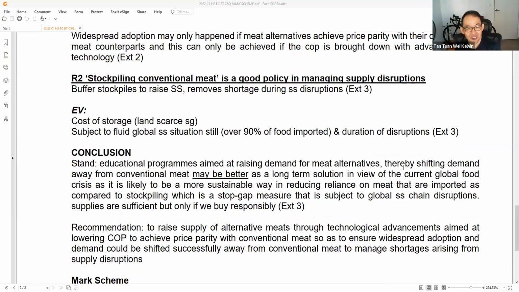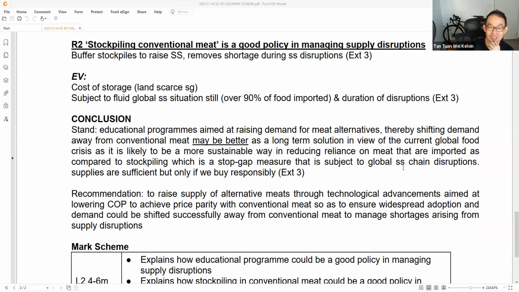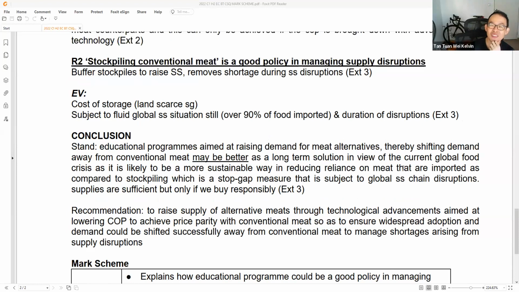So for the final stand, I think we are fine with either stand. Some stands may be easier to justify than others. So here we put the educational program, based on the land size of Singapore. But take a stand, either the educational program or the stockpile of conventional meat. Make sure you justify it. You get at least plus 1.